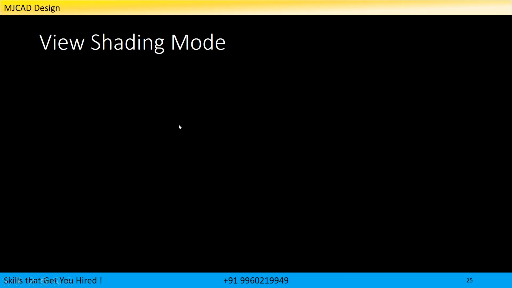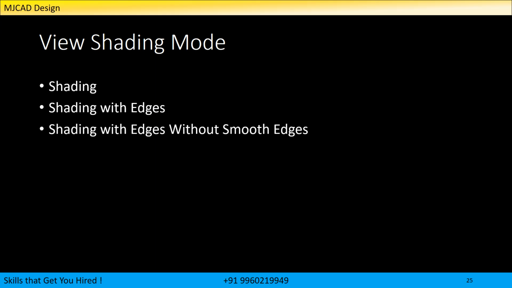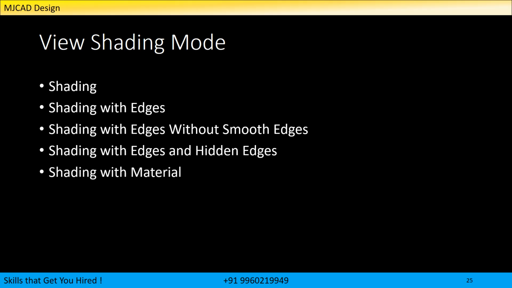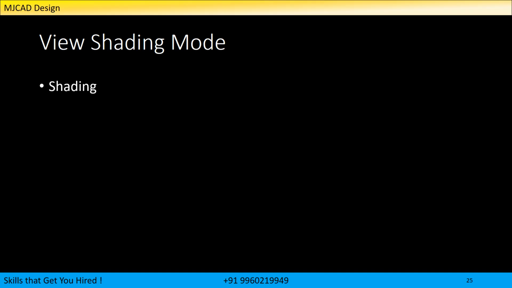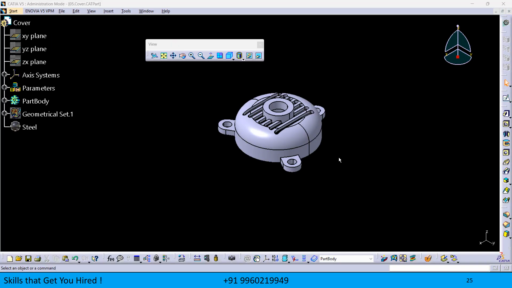The next is various view shading mode or display modes. Let us see it one by one. First one is the shading, another shading with edges, display style of model with shading with edges, then shading with edges without smooth edges, shading with edges and hidden edges, shading with material, and wireframe display, and customize the view parameter. So now I'm taking first display style, which is a shading. Let us see it in the software.